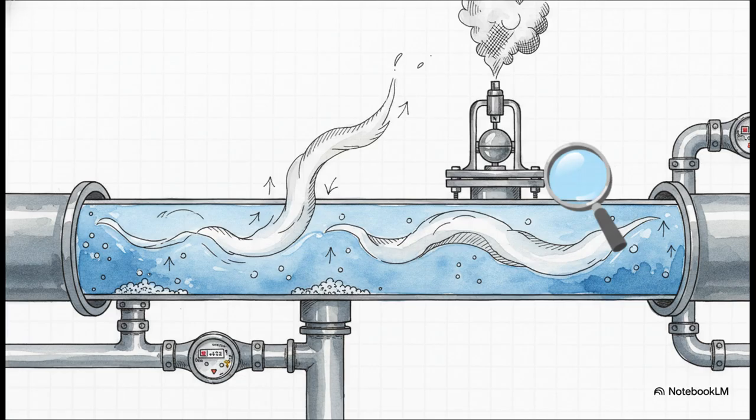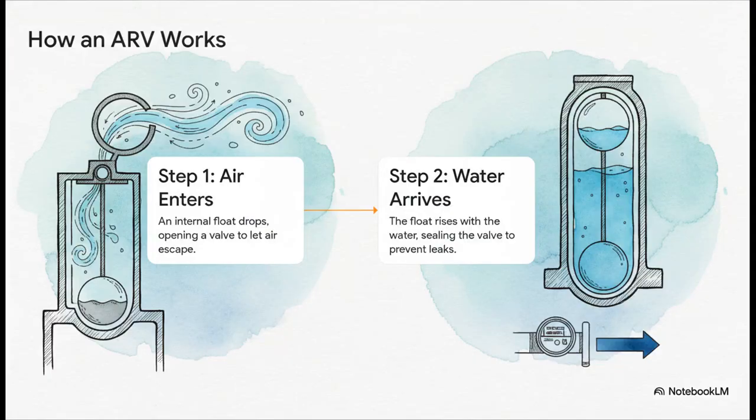Its entire job is to be a smart gatekeeper on your pipeline, letting all that trapped air out while making sure all the water stays in. So how does it do it? Well, it's all about a simple float. When air fills the valve, the float just sits at the bottom, which leaves a little hole open for the air to escape. But as soon as water comes in and fills the chamber, that float rises up and seals the opening shut. Simple as that. It's a completely mechanical process that guarantees only liquid water gets to your meter.